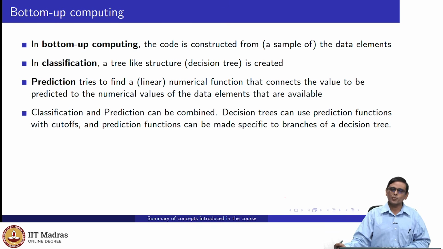We saw that there are two kinds of problems: the classification problem, where you try to label every element by using a decision tree, and a prediction problem, where you try to make a numerical function which can predict the value of an unknown value from a known value. Right? Both of them can be combined. You can make a decision tree where the branches are taken based on a prediction function. You can make a decision tree and the leaves of it can be predictions. So that is also possible. Right? Both can be combined.